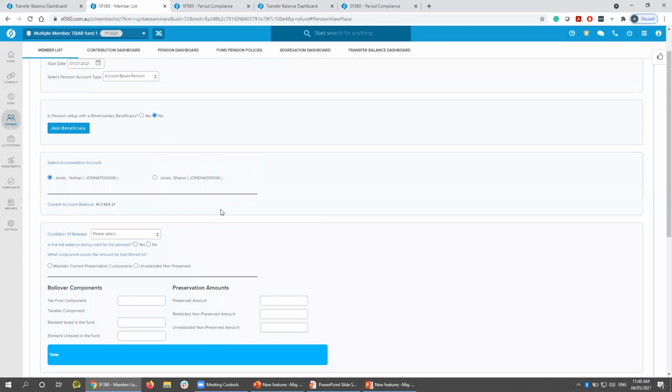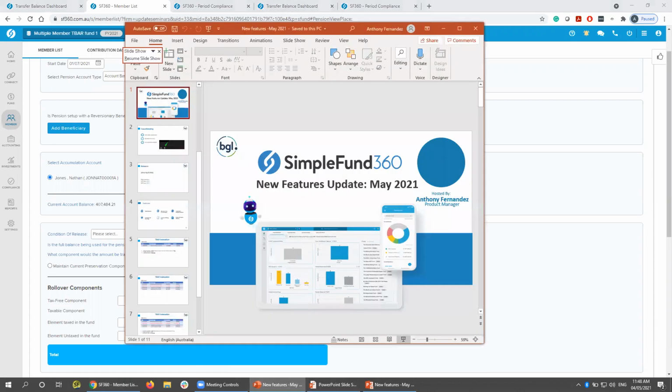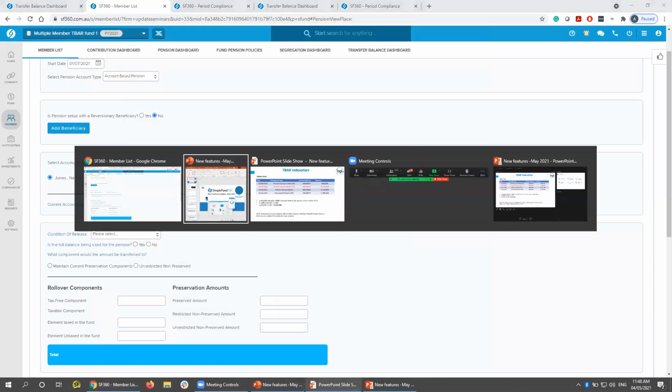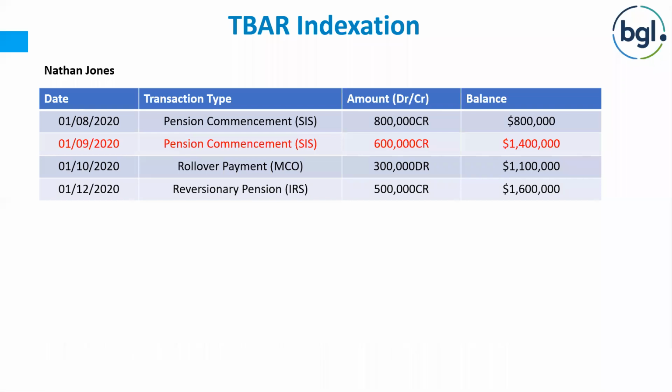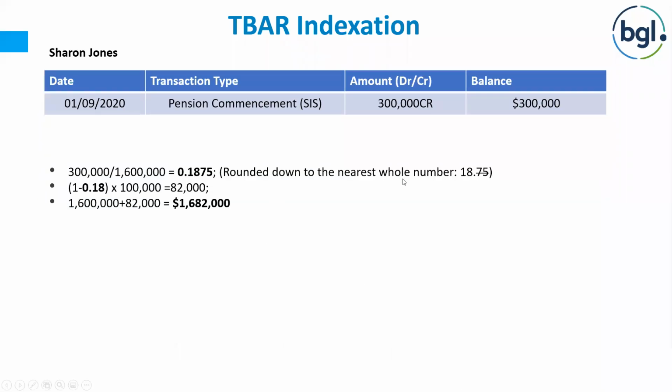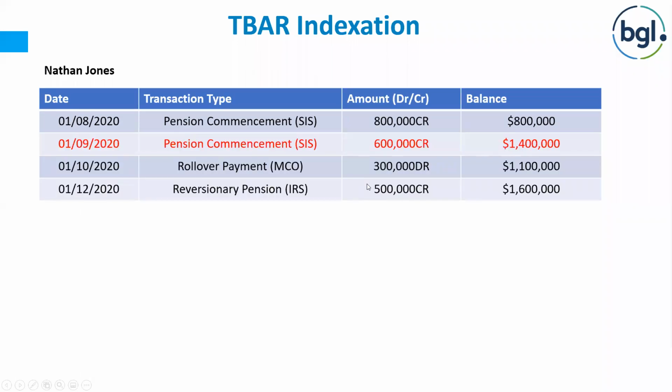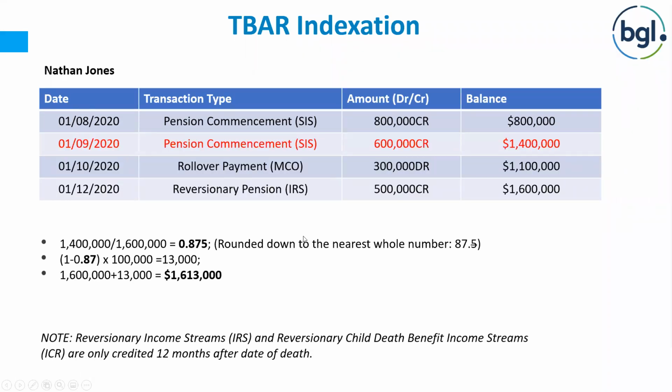We have a quick question coming in. Shouldn't 87.5 be rounded to 88? No, you need to go down. So it's essentially truncated. It's rounded down to the nearest whole number. Those are the rules behind it. That's the ATO instructions on that. So it's another way of saying truncate it or cut the decimals off.